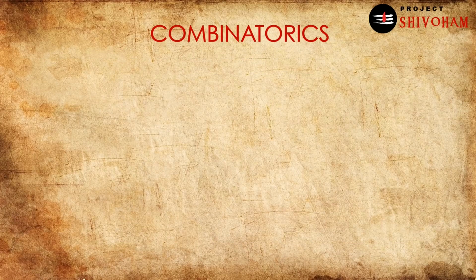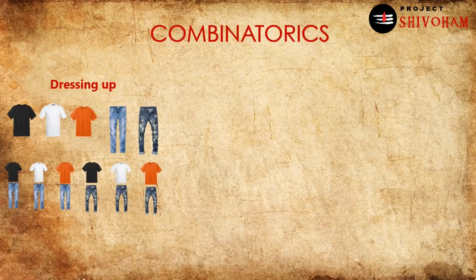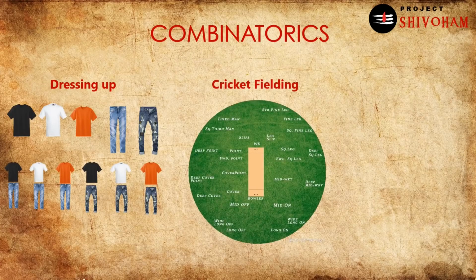Say you have 3 t-shirts and 2 jeans. In how many different ways can you dress up yourselves? It's quite easy. It's 6. Let's take a more complex problem. Imagine a cricket field where you have 25 common fielding positions and only 9 fielders, counting out the wicketkeeper and the bowler. So you have 9 fielders in 25 positions.